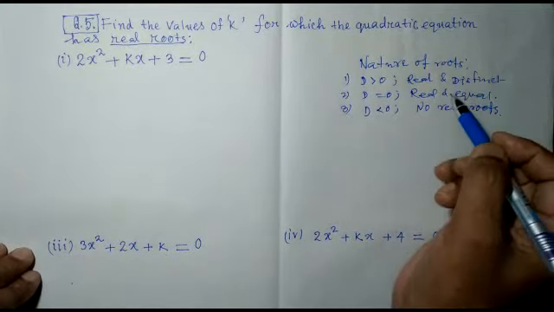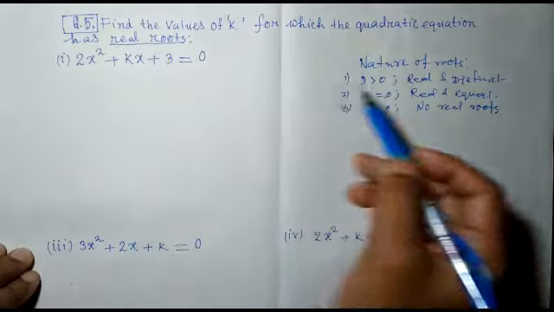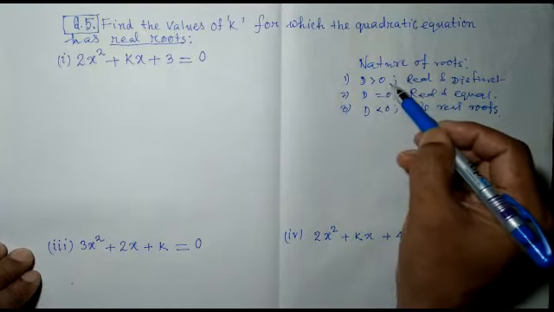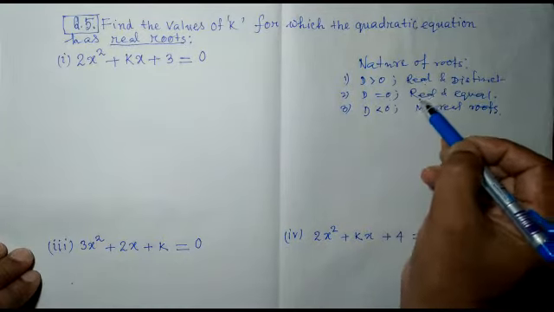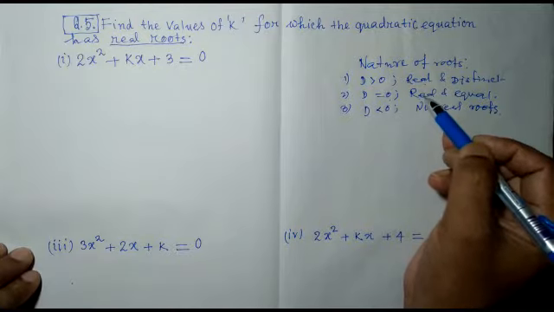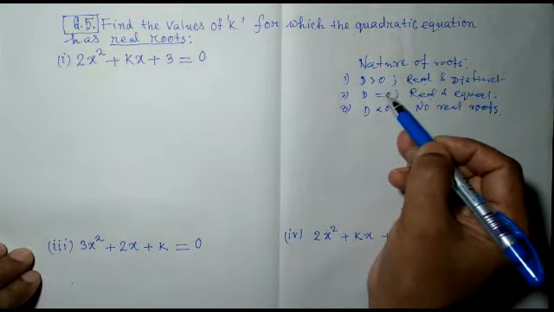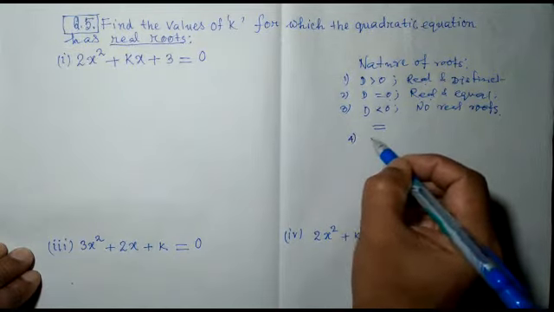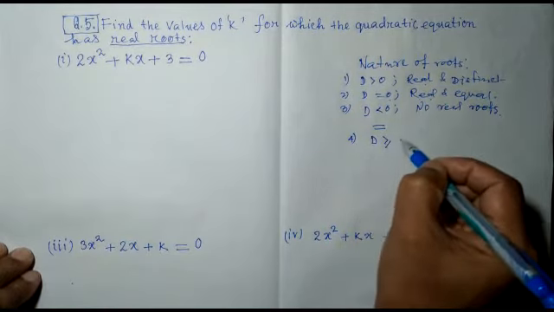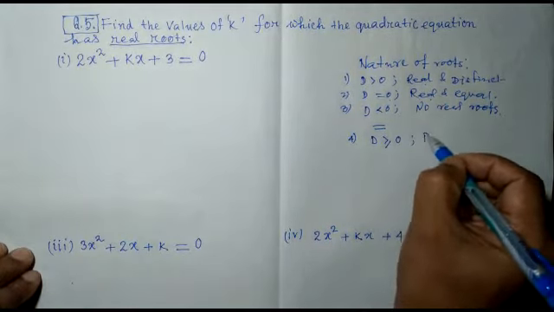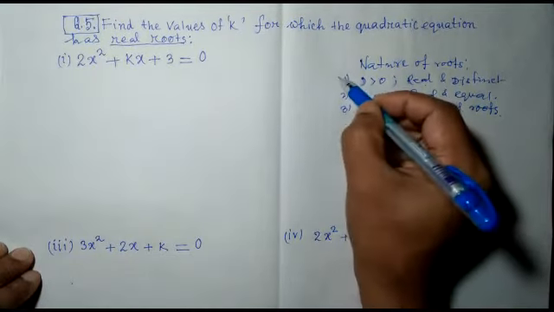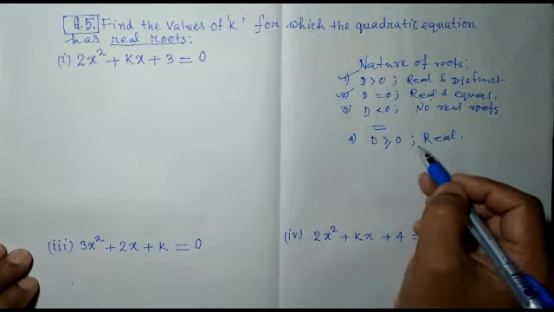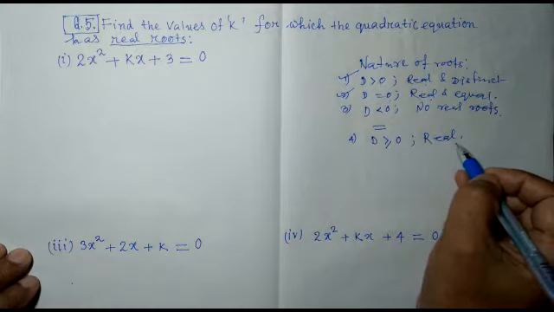Now see this question, the quadratic equation has real roots. In condition 1, D greater than 0, roots are real. D equals 0 also, roots are real. So real roots we can get when D greater than 0 and D equals 0. So we can make one short condition, say number 4. D greater than or equal to 0, roots are what? Real. Combining 1 and 2, we can make the condition D greater than or equal to 0, the roots will be real.